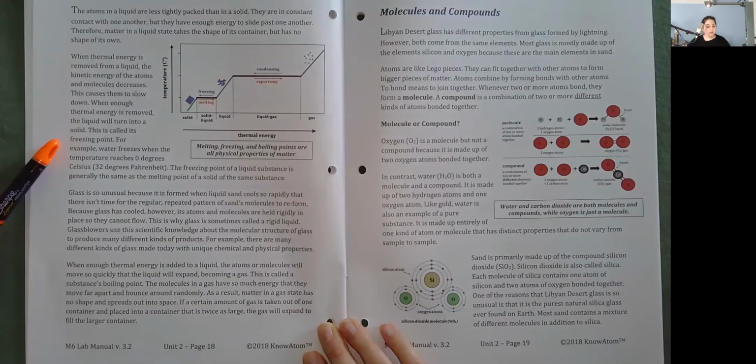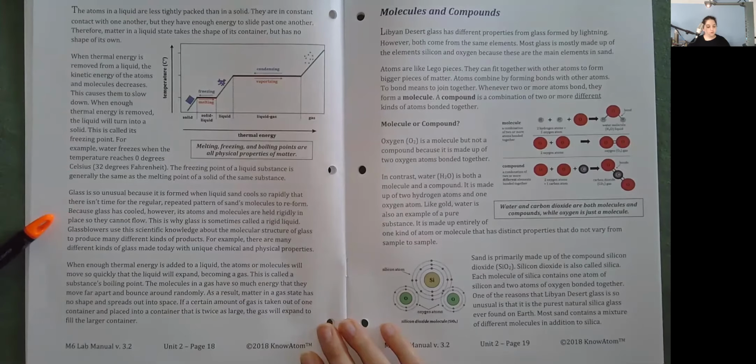For example, water freezes when the temperature reaches 0 degrees Celsius or 32 degrees Fahrenheit. The freezing point of a liquid substance is generally the same as the melting point of a solid of the same substance. Glass is so unusual because it is formed when liquid sand cools so rapidly that there isn't time for the regular, repeated pattern of sand's molecules to reform.